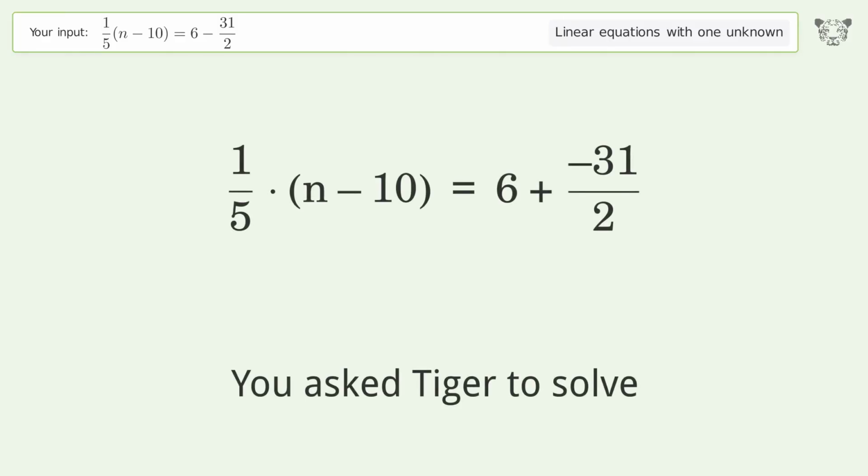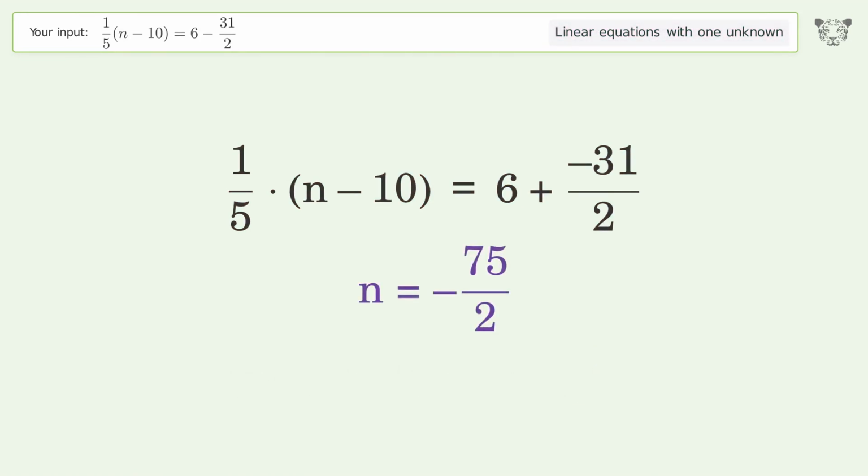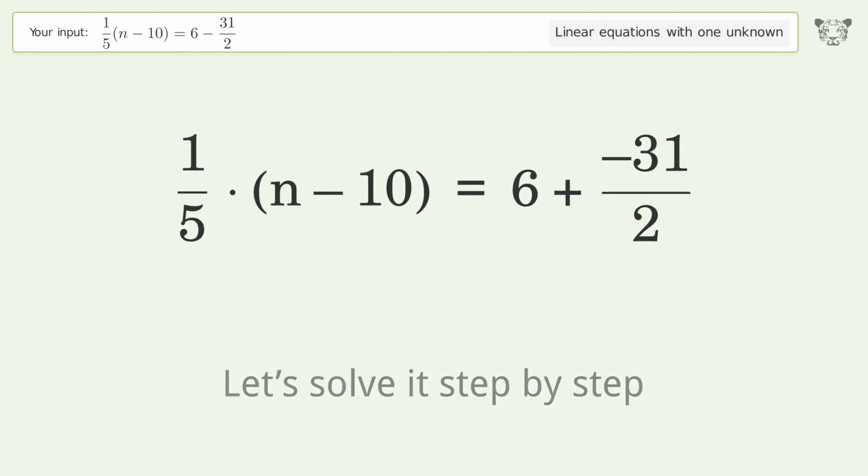You ask Tiger to solve. This deals with linear equations with one unknown. The final result is n equals -75/2. Let's solve it step by step.